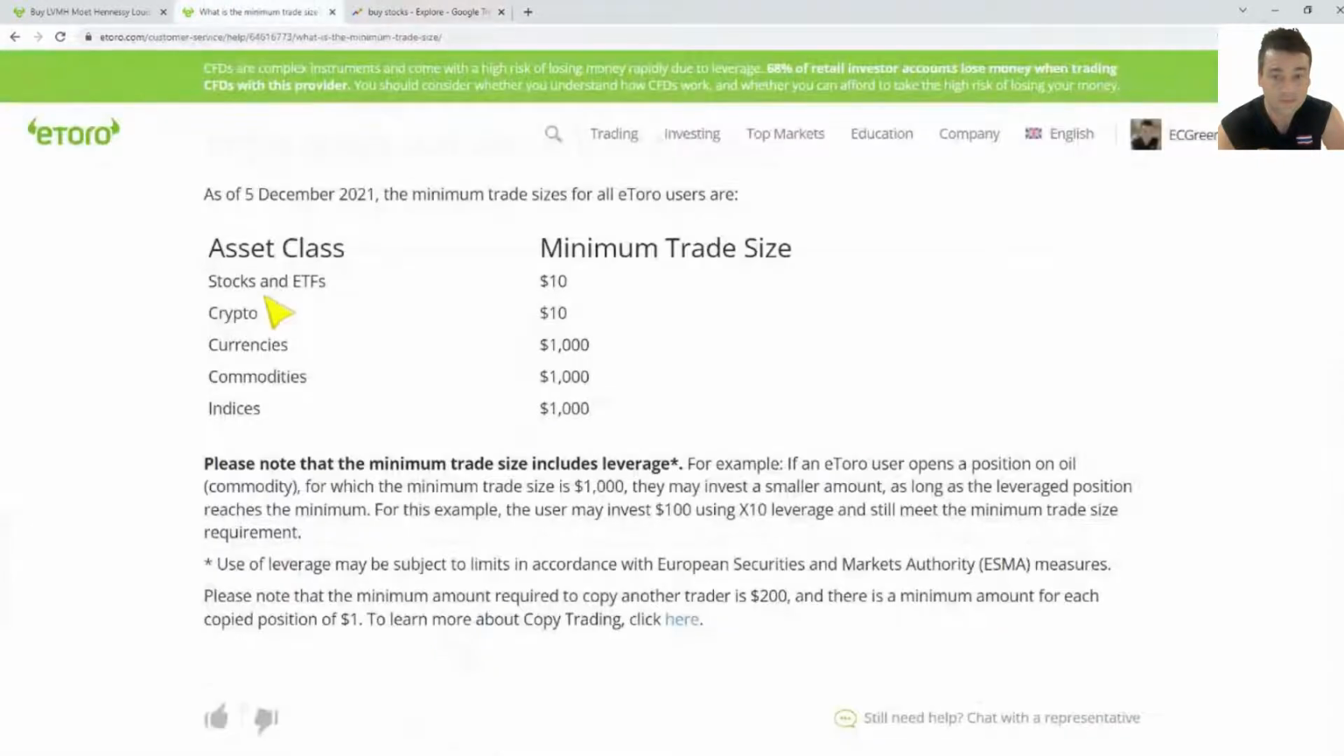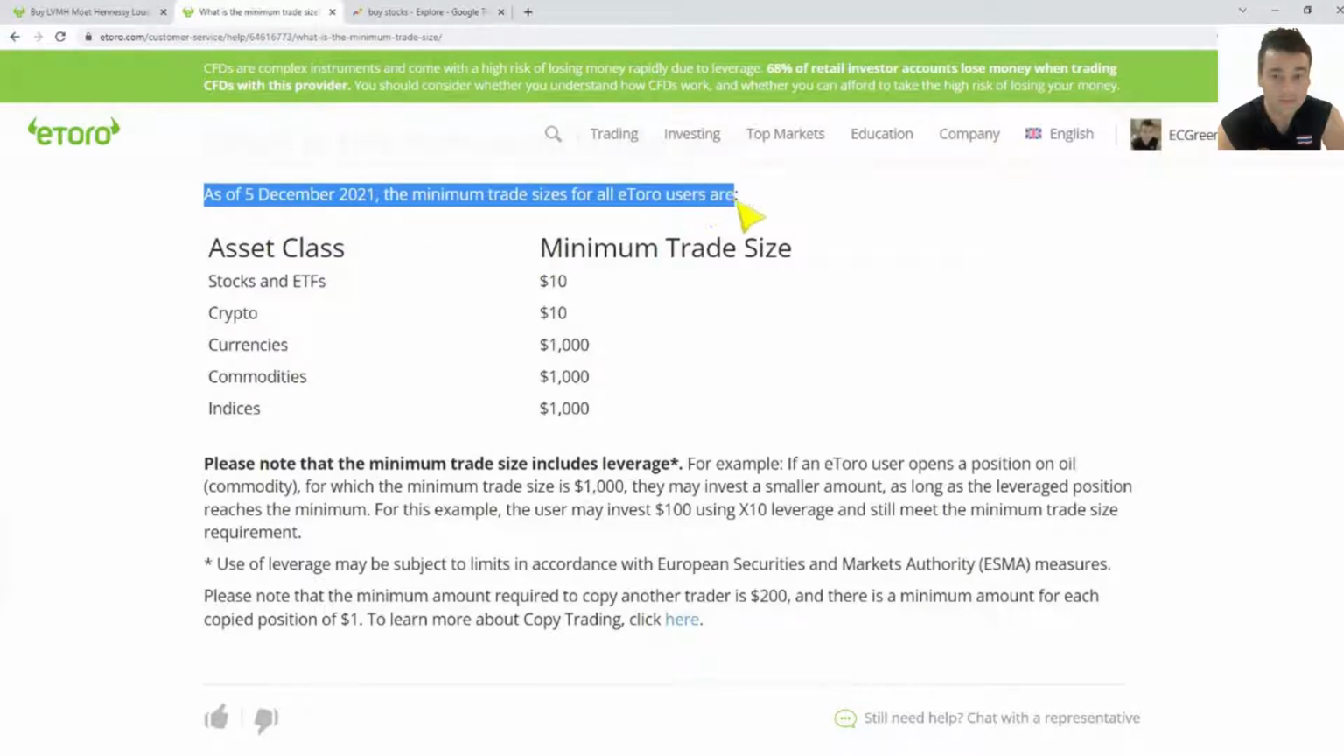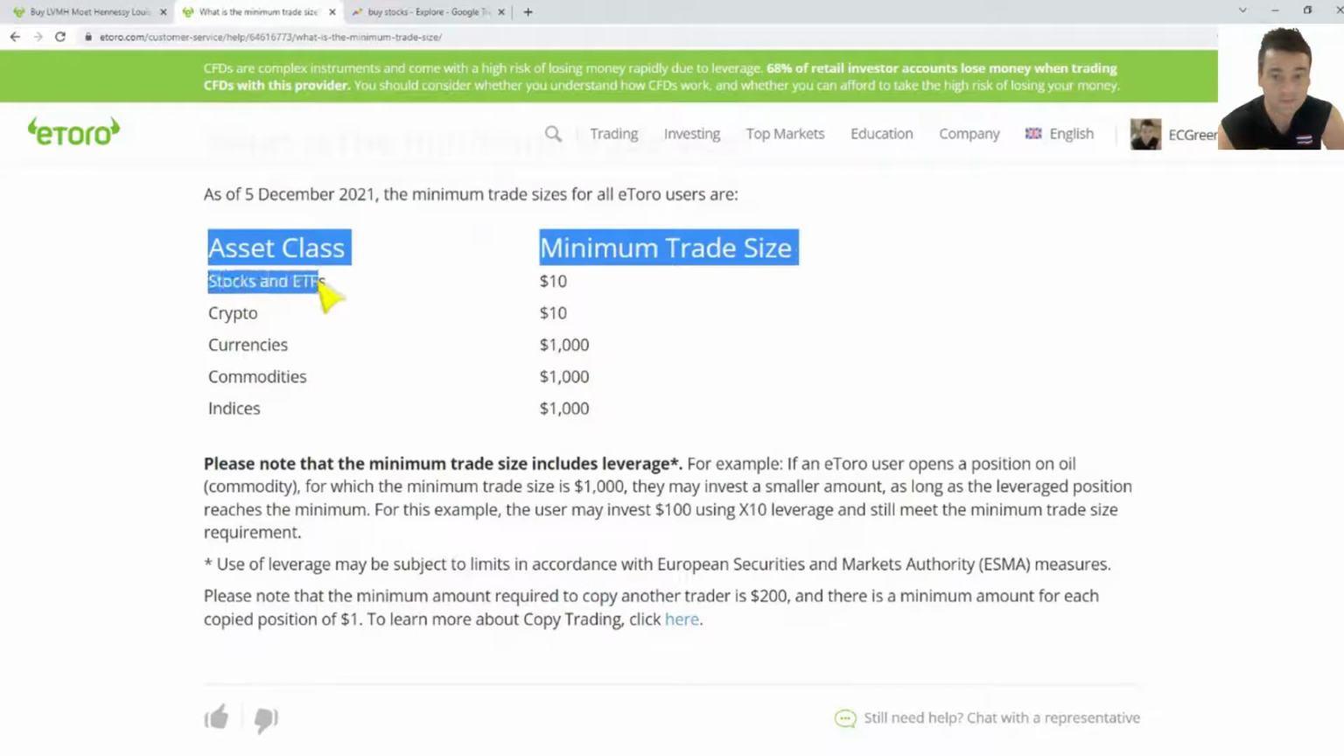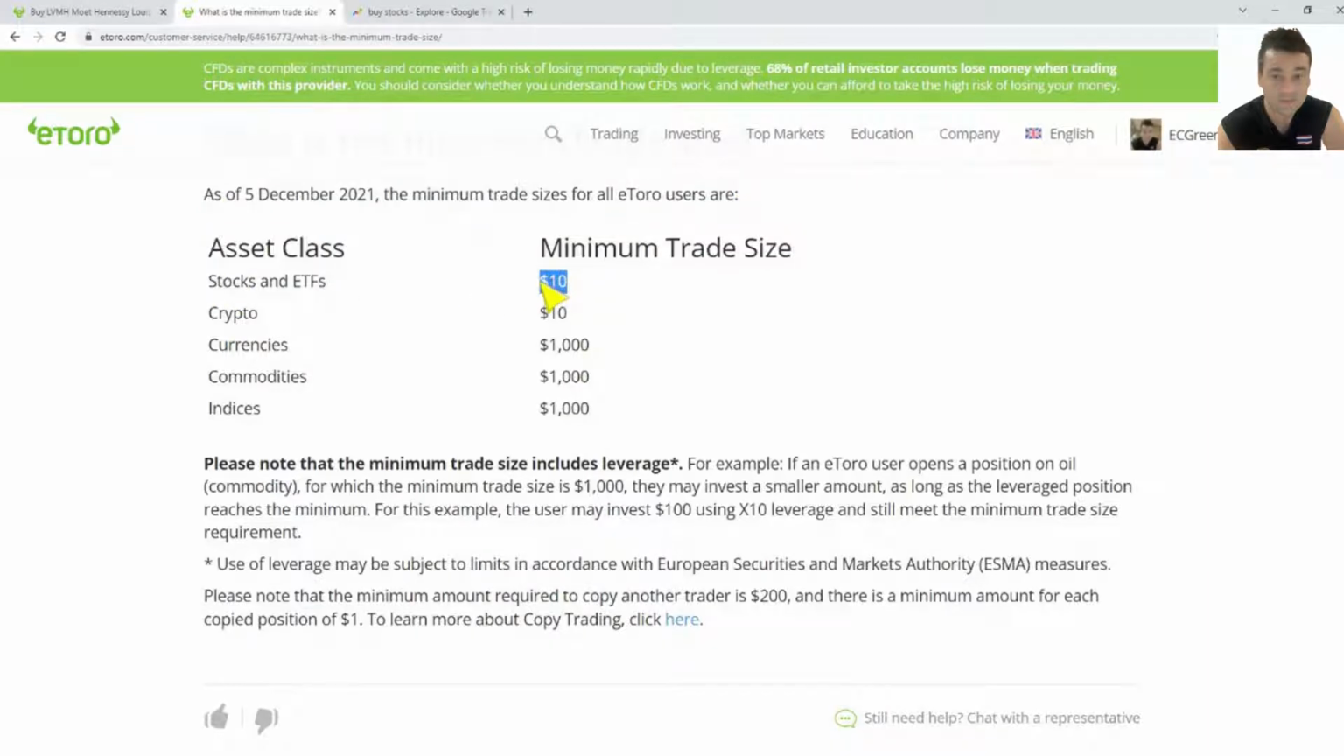Okay. So the news is that as of the 5th of December 2021, the minimum trade size for all eToro users for stocks and ETFs is only $10 now. So this is great for people in different countries like the Philippines, where $10 could be a lot more money than it is in Europe. Crypto is $10. Currencies are $1,000. Commodities are $1,000, and indices, which are just a group of stocks, are $1,000.